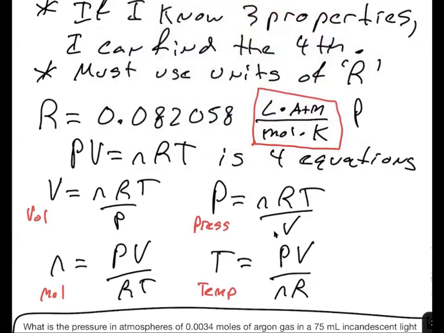But there's 4 properties. There's pressure, volume, temperature, and moles. And so I'm given 3, I can find the 4th one, whichever one it is. If I want to find volume, I'm going to need moles and temperature and pressure. If I want to find pressure, I'm going to need moles, volume, and temperature. If I'm going to find the temperature, I'm going to need the pressure, volume, and the moles. If I'm going to find the moles, I'm going to need the pressure, volume, and the temperature.